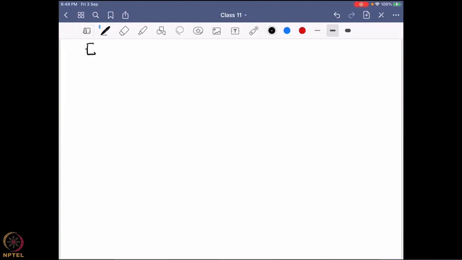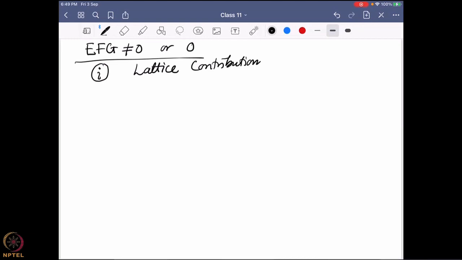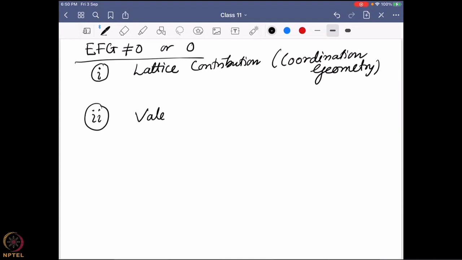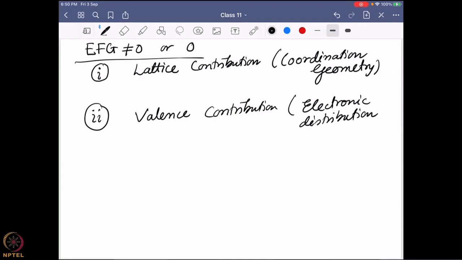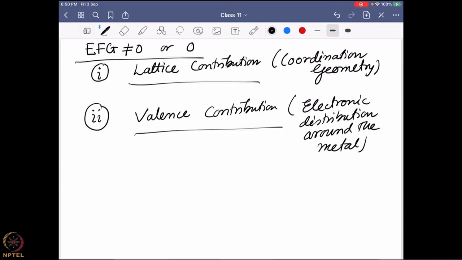How do I find out whether my electric field gradient is non-zero or zero? Because that is going to be the only important factor controlling that. And this is given by only the coordination side, by two different contributions. One is called the lattice contribution, which is nothing but with respect to the coordination geometry. And the second is known as the valence contribution, which is coming from the electronic distribution around the metal center. These are the things which are going to say whether you are going to have an electric field gradient present or not. It is always better to understand with an example.